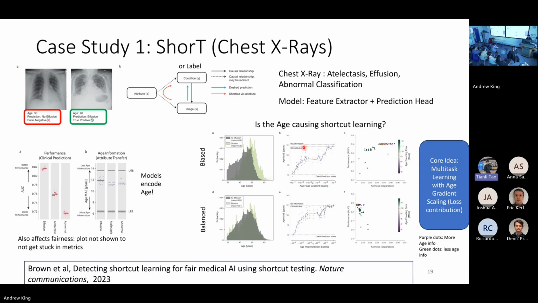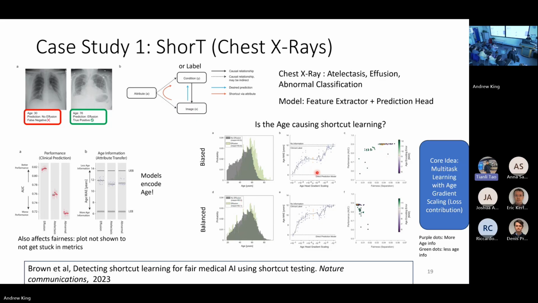And the test that they did was to bias the data set. So here's a biased version of the data set where no effusion subjects had an age distribution that's on the left, lower age, and effusion were older patients, as opposed to a balanced set where the mean age for both the distributions was almost the same.